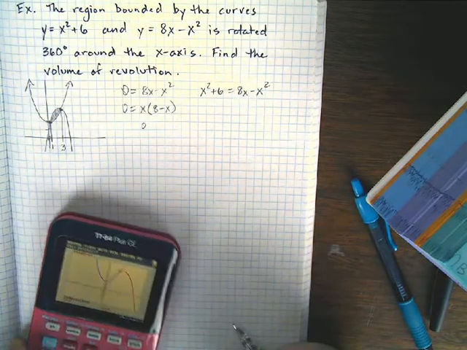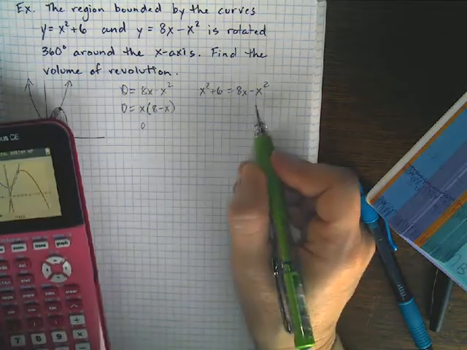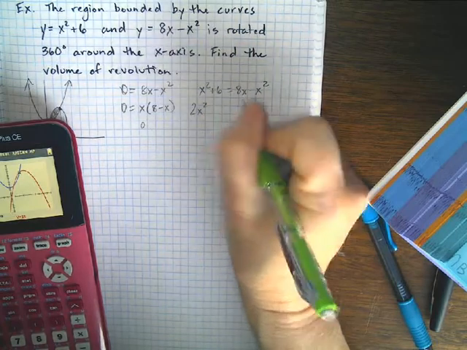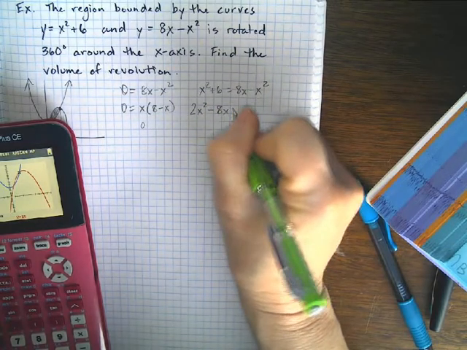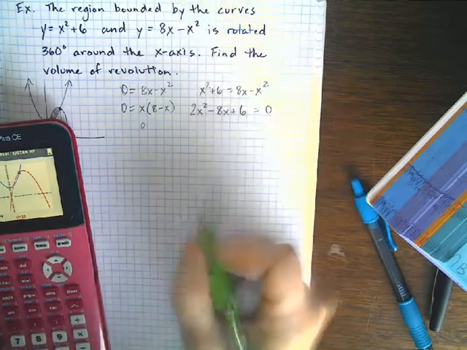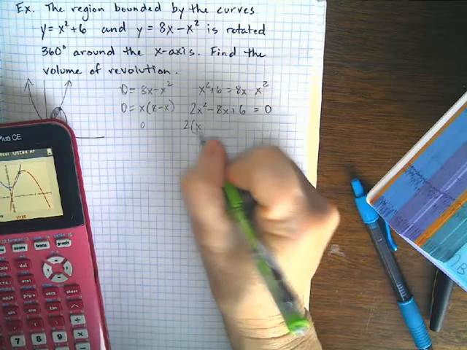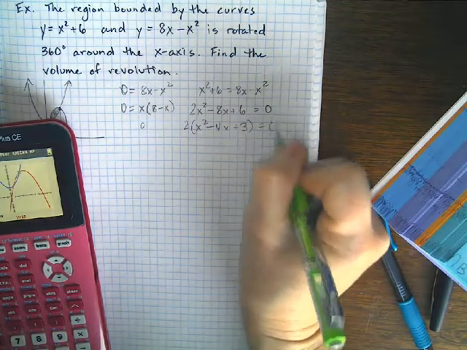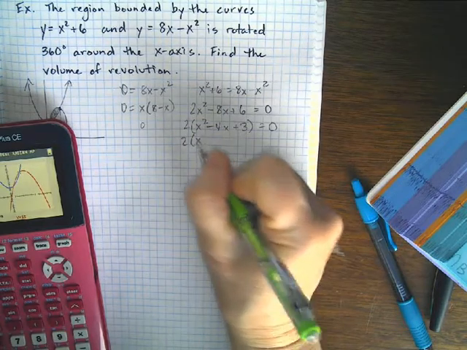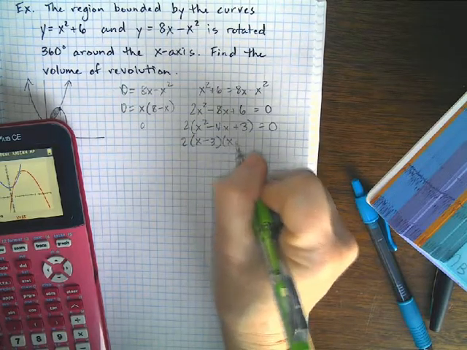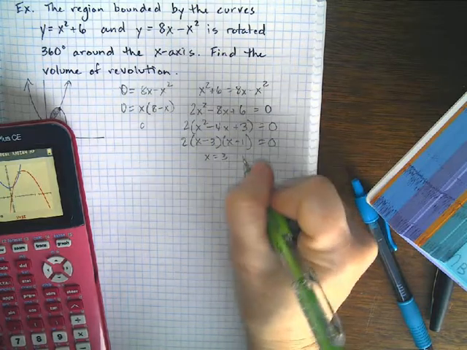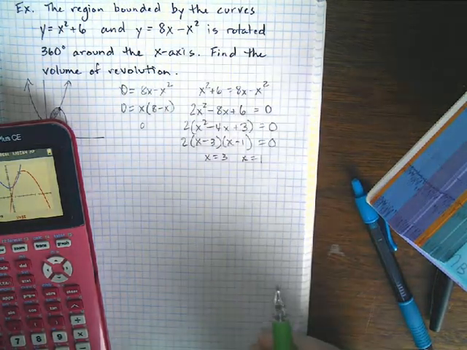So I could have solved this. I could have added x squared to both sides and gotten 2x squared minus 8x plus 6 equals 0. I could have factored that, factor out the 2, x squared minus 4x plus 3 equals 0, and then that gives me (x minus 3)(x minus 1), and I can solve that. I get x equals 3 and x equals 1. Okay, so there it is, doing it by hand.